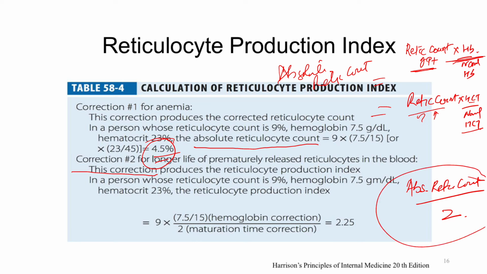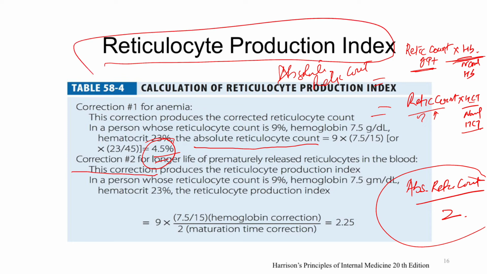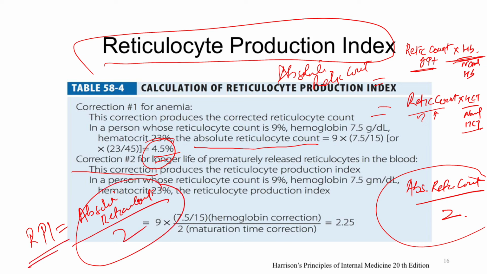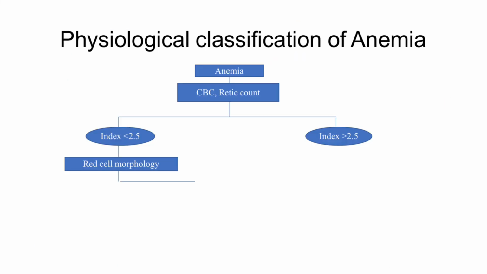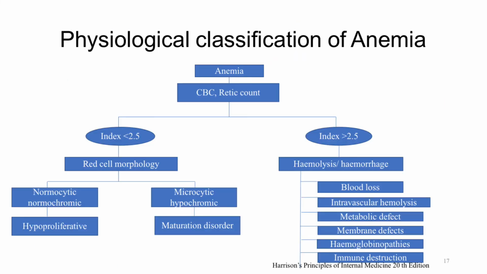Okay, this will give us the value of the reticulocyte production index. So the reticulocyte production index is the absolute reticulocyte count divided by 2. This reticulocyte production index helps us in further physiological classification of the anemia. So, coming to the next slide.